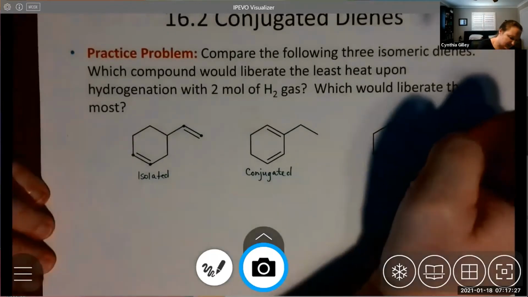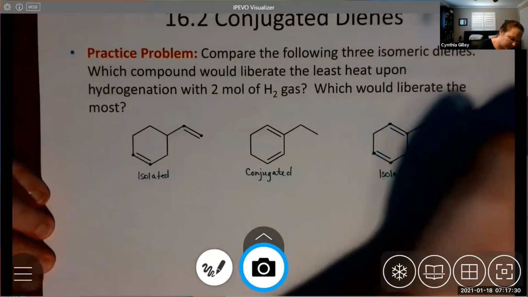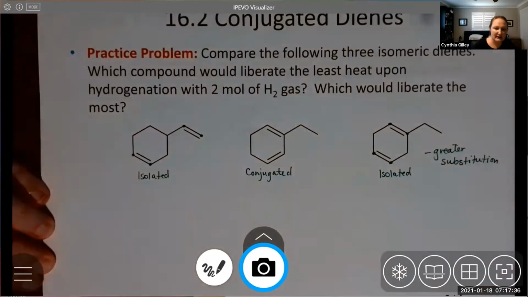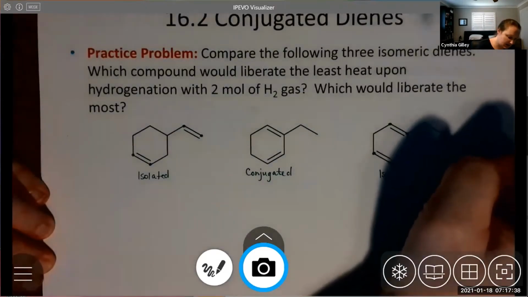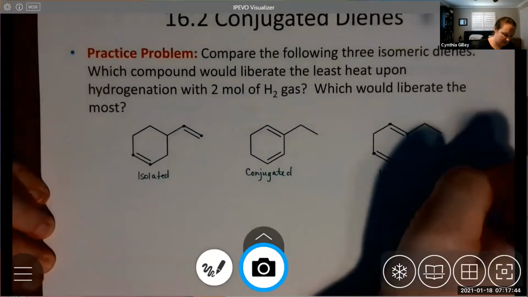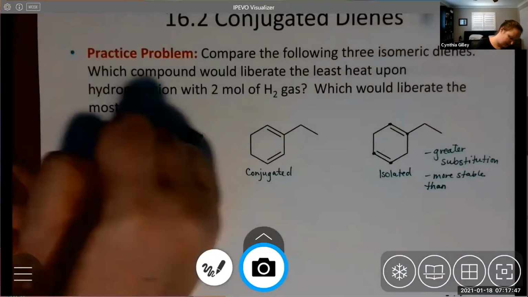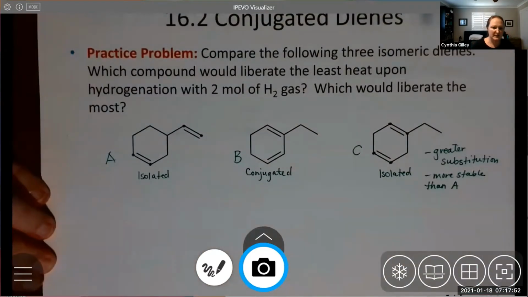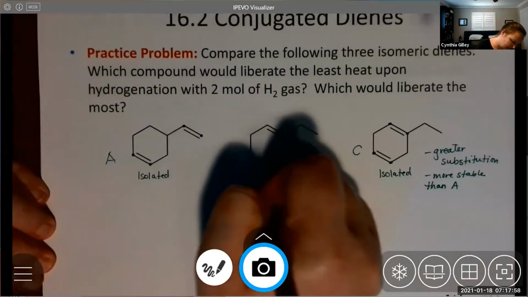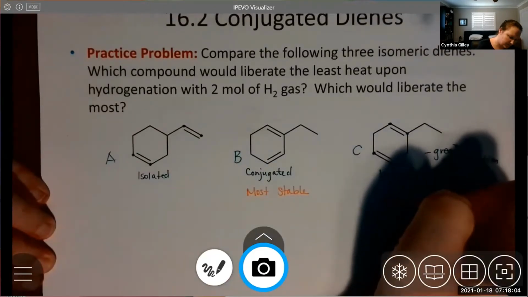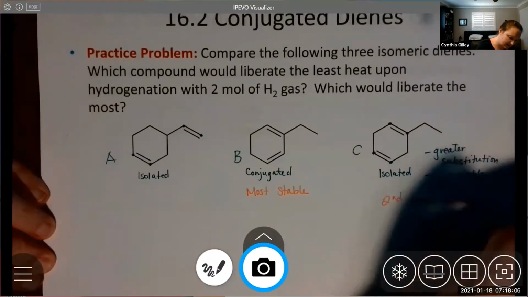So because I have greater substitution between the 2 isolated dienes, this one should be more stable. Okay, then call this A, B, and C. More stable than A. Okay, so in terms of stability, I can definitely say that the conjugated one should be the most stable, right? Followed by the second most stable, and then the least stable.